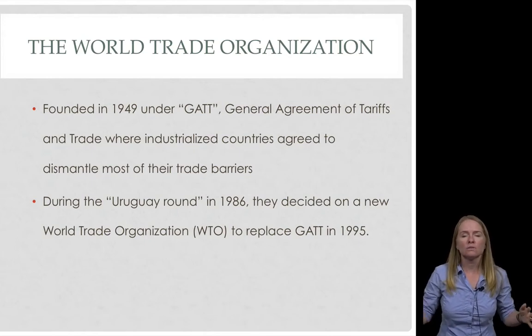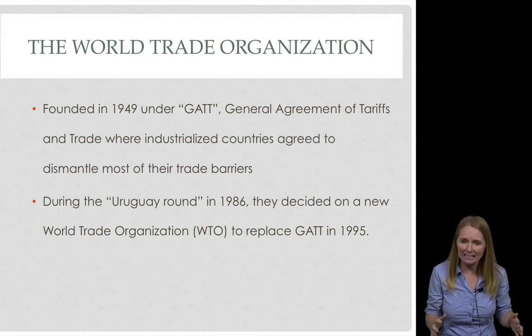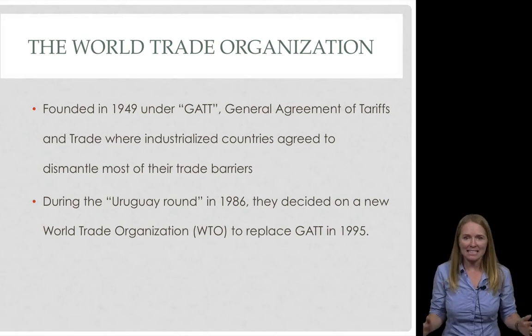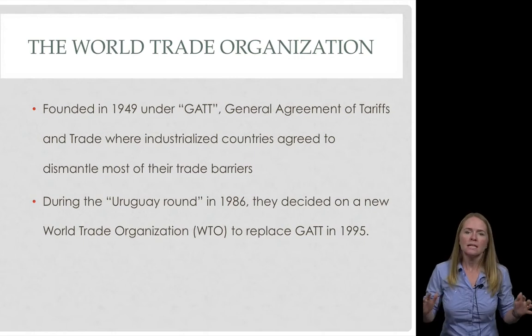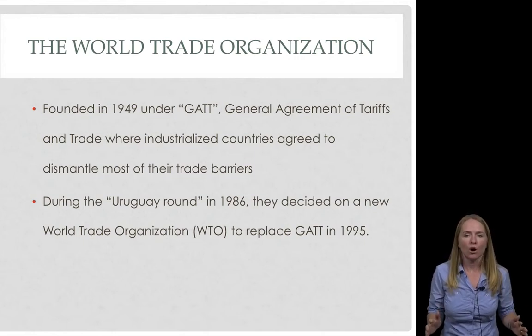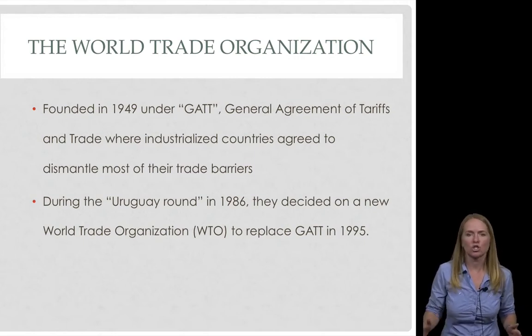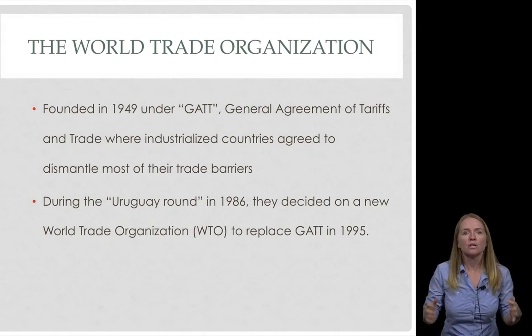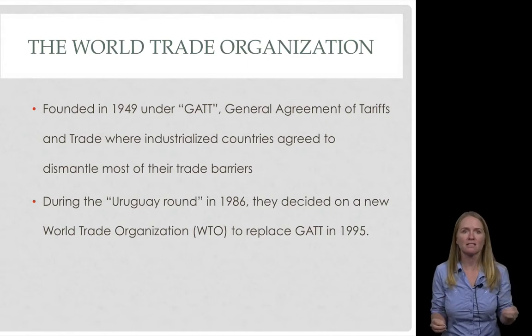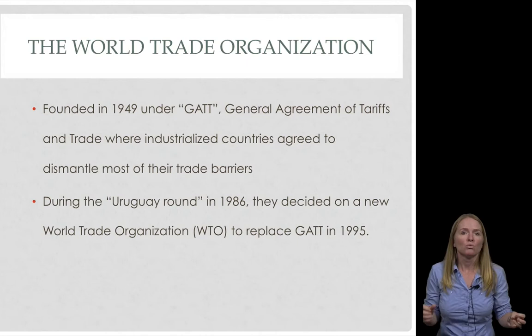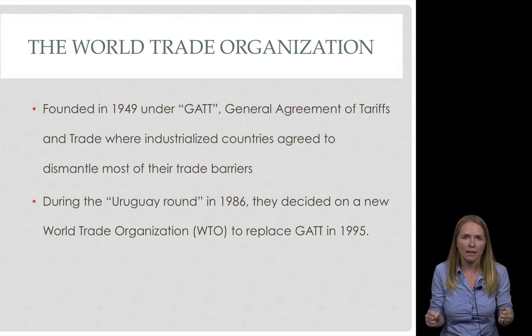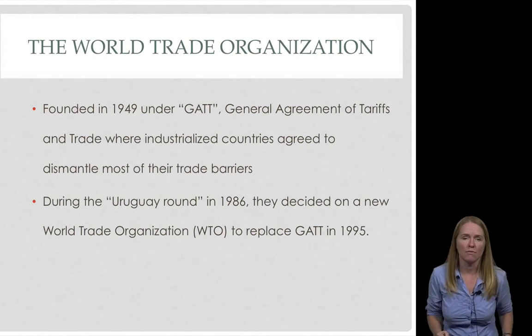They wanted to dismantle most of their trade barriers. As time has continued, developing countries have been added, and in 1986 they finally came up with a new name with the Uruguay round. They decided on a new name called the World Trade Organization to replace GATT officially in 1995. This organization now includes developed and developing countries, and it's a whole new platform where they are trying to agree together on barriers to trade and on dissolving some of the barriers to trade.